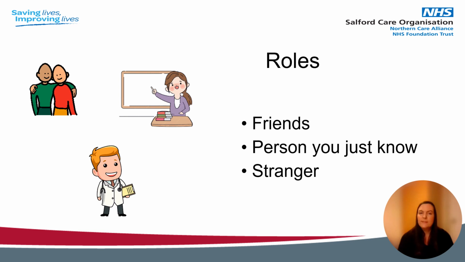In this next role section of the workbook, we cover the qualities of a good friend and why having friends is important. We also cover the differences between a friend, a person you just know as a doctor or a teacher, and a stranger, such as someone you pass on the street. To help you support the person to understand the differences, we've included some questions where we describe different scenarios and ask the person to identify whether the person in the scenario is a friend, a person they know, or a stranger.